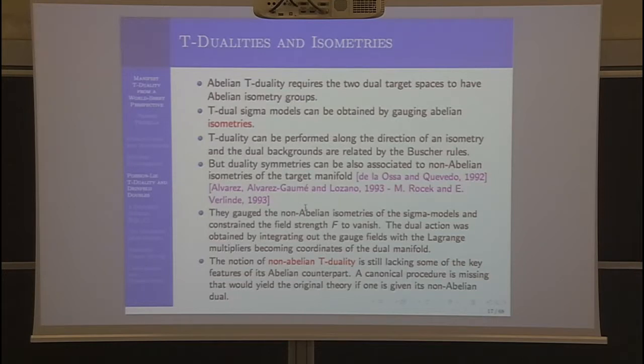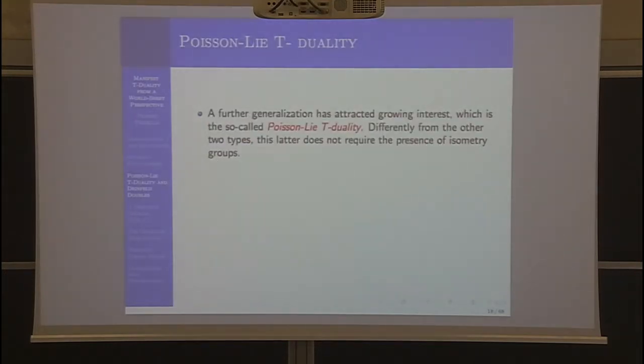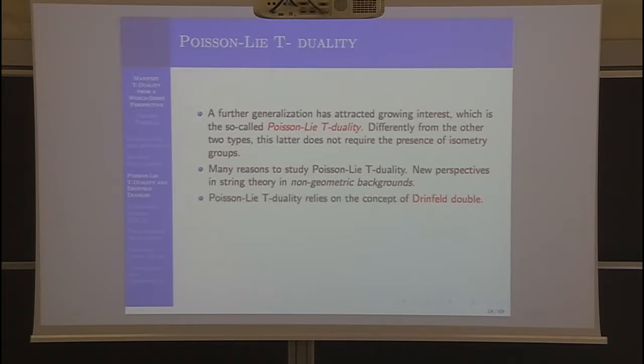And the further generalization has actually attracted growing interest, which is the so-called Poisson-Lie T-duality, that, differently from the other two types, the abelian and non-abelian, does not require the presence of isometry groups at all. So maybe there are many reasons to study this Poisson-Lie T-duality, which can give new perspectives in studying what are called non-geometric backgrounds.